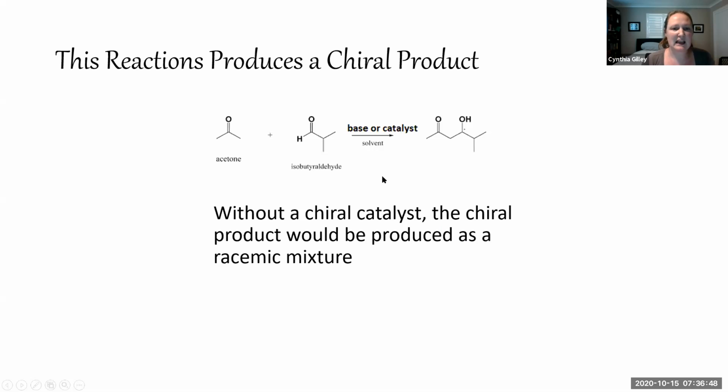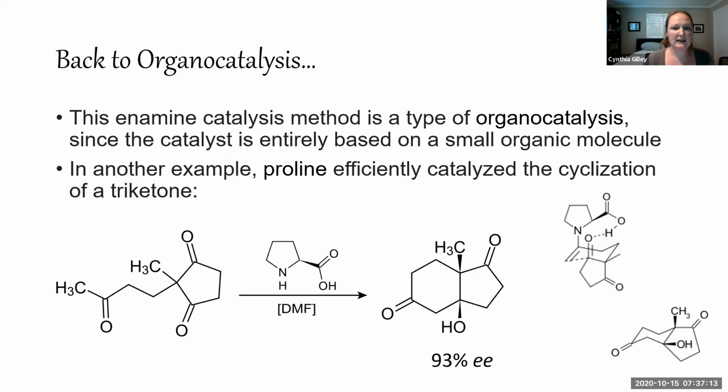Okay, as I was talking about before, this reaction actually produces a chiral product. Notice the chiral center here. If we were to not use any sort of chiral catalyst, the product would be produced in a racemic mixture, which means a 50-50 mixture of the two enantiomers possible. Luckily, we are going to be using a chiral catalyst, so we can hopefully expect some enantioselectivity in the reaction.